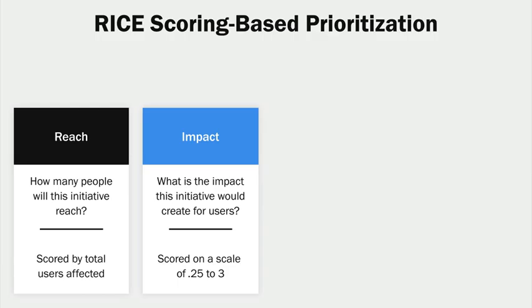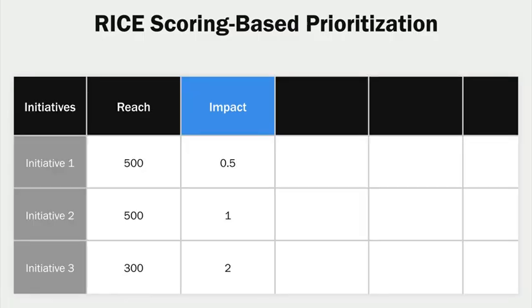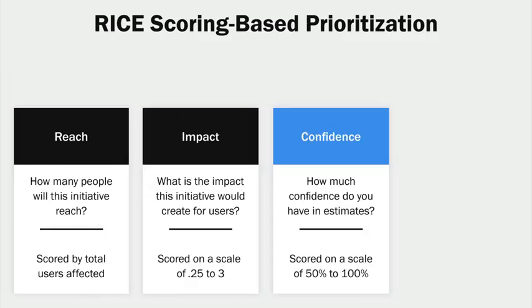Second is I, impact. This is the relative depth of impact the initiative would create for a user, scored on a scale of 0.25 to 3, minimal to massive impact. Using the same example, Initiative 1 might be a relatively low impact improvement, so it gets a 0.5. Initiative 2 might be a medium improvement, so it gets a 1. Initiative 3 is a large but not game-changing improvement, so it gets a 2.